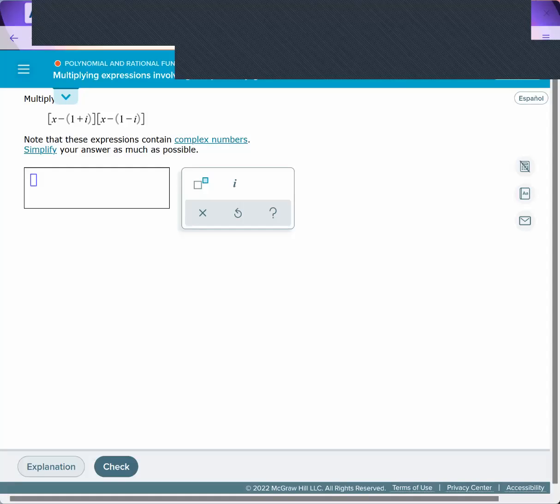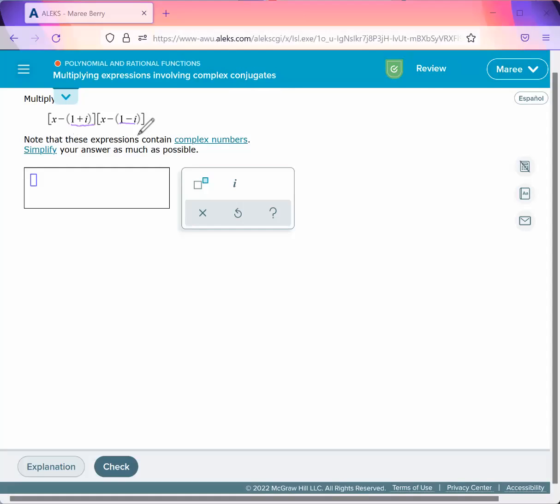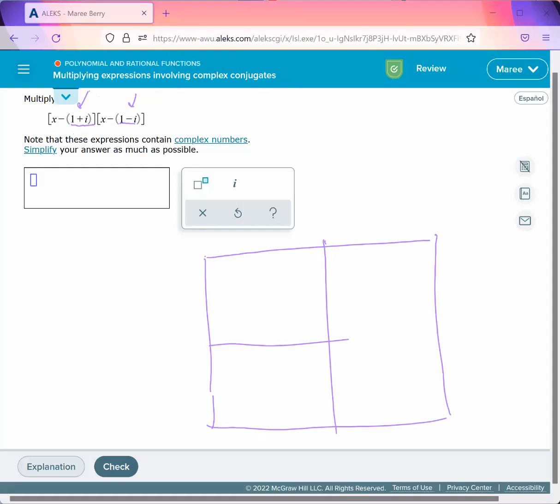So we're going to be multiplying just complex conjugates. They're called conjugates because you have the same numbers in the parentheses, and then one's a plus sign and one's a minus sign. So when we multiply these, it's actually just like when we're multiplying binomials, but you have x minus 1 plus i and x minus 1 minus i.